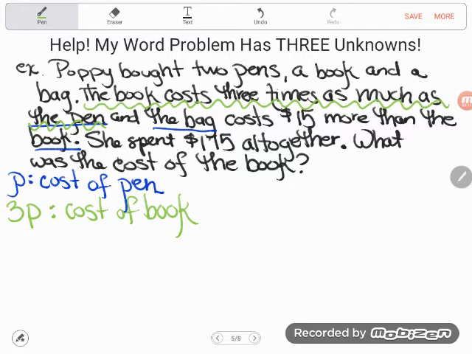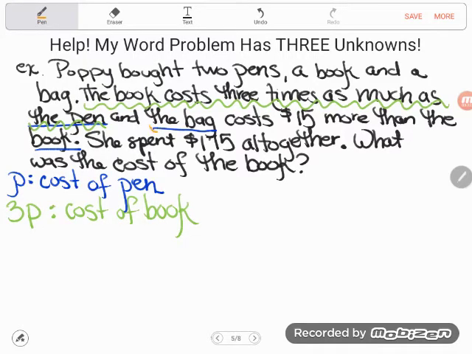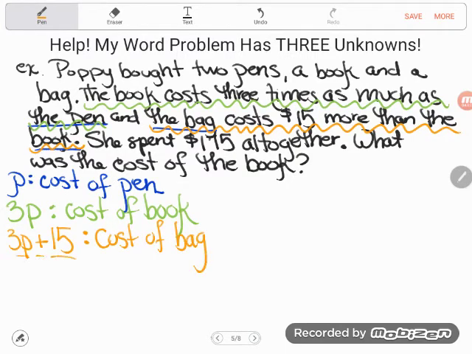But we have 3 unknowns here. We didn't know the pen, we didn't know the book, and we didn't know the bag. So we also need an expression to represent the cost of the bag. Let's pull up another color here and see what we know about the bag. It says the bag costs 15 more than the book. How much did we just say the book costs? We just said the book costs 3P. So we need 15 more than that. I'm going to take that 3P, and to get 15 more than that, I'll add 15. That expression there is the cost of the bag. See, it's 15 more than the book.